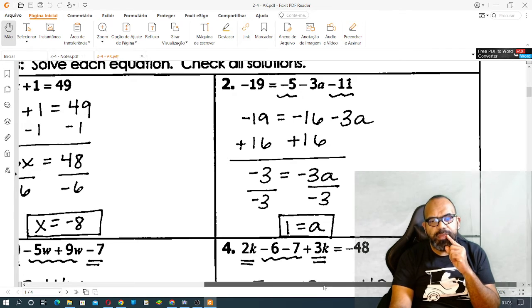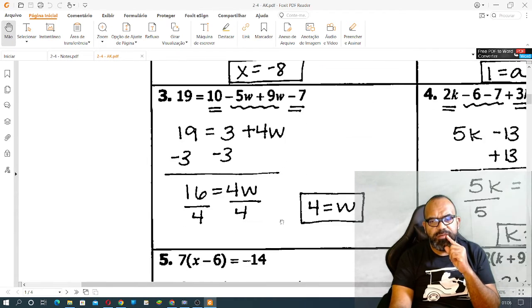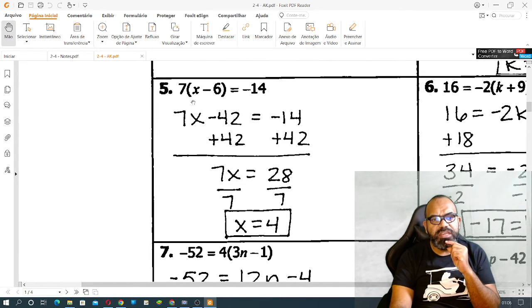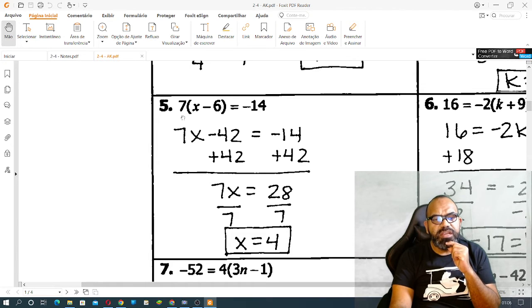Great. I'll move to the other one, on number 3, number 4, number 5. Number 5, as you see here, guys, we have the parentheses. Okay? Here, what I'm supposed to do, step number 1. What is the opposite to multiply 7? It is divide 7. Great. You divide 7 here, divide 7 here. Great. Which will be negative 2. X minus 6 equals negative 2.